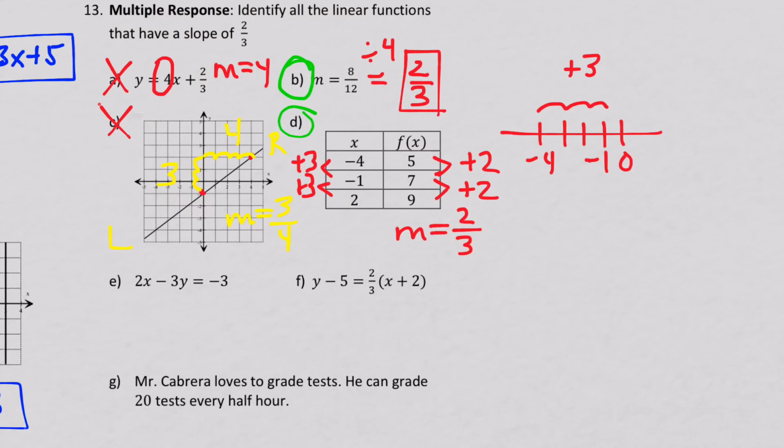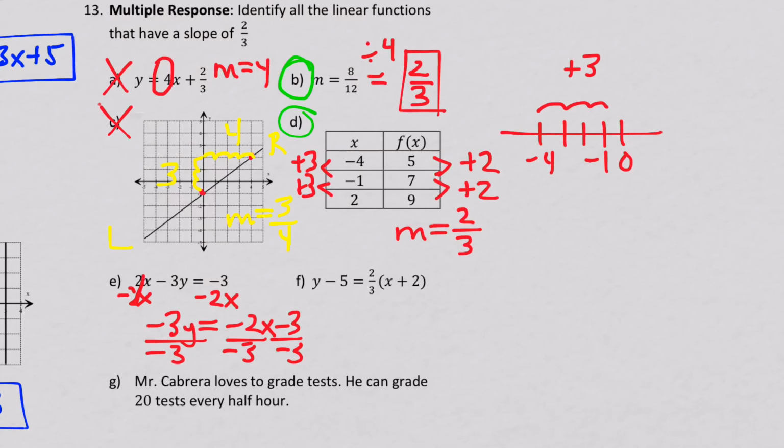Now example E, this is in standard form. And in this form, I can't see the slope directly. So I'm going to have to rearrange this and solve it for y. To do that, let's first move this x term using negative 2x. This cancels out, so I get minus 3y equals negative 2x minus 3. Then I divide by negative 3, divide by negative 3 to all the terms here.